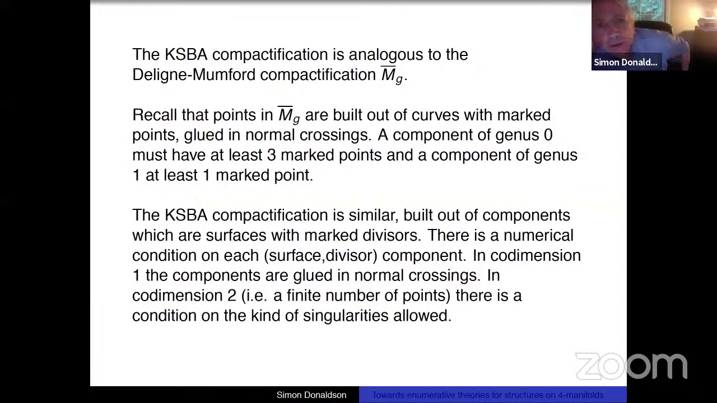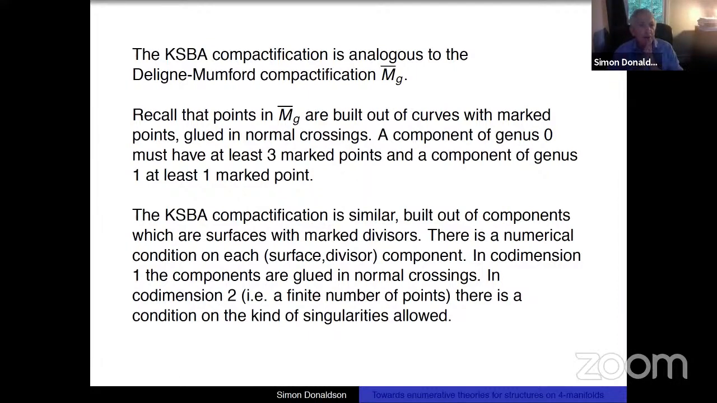So this compactification is the analog in higher dimensions of something much better known, the Deligne-Mumford compactification of the moduli space of curves or Riemann surfaces. This is probably familiar to many of you. The points in the Deligne-Mumford compactification are built by taking curves or Riemann surfaces with marked points and then gluing them together at those marked points to form what are called normal crossings. Then there are some conditions, for example, if you have a component of genus 0, you need to have at least 3 marked points for it to be allowed.